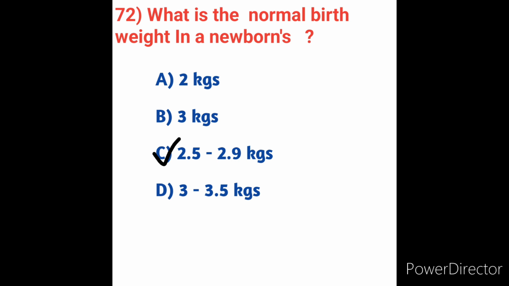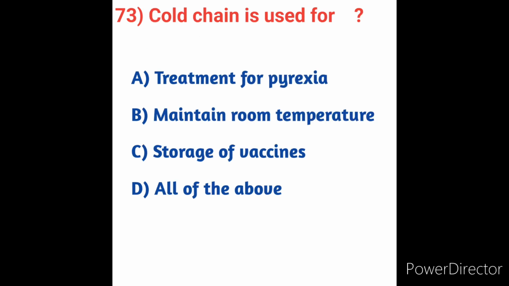Next we will move on to question number 73. The cold chain is used for. Options: option A, treatment for pyrexia. Option B, maintain room temperature. Option C, storage of vaccines. Option D, all of the above.